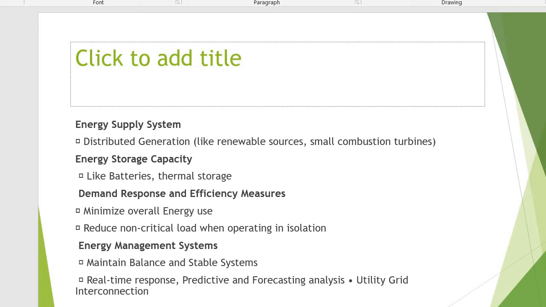For energy storage capacity, we have batteries, thermal storage, and electric vehicles. In demand response and efficiency measures, our main aim in demand response or demand side management is to minimize the overall energy use. We have to take care of the energy consumption pattern, and also we have to reduce non-critical load when operating in isolation. Next is the energy management system. It is to maintain the balance and also to stabilize the system. For this we can do real time forecasting. We can check real time responses. We can go for utility grid interconnection also.